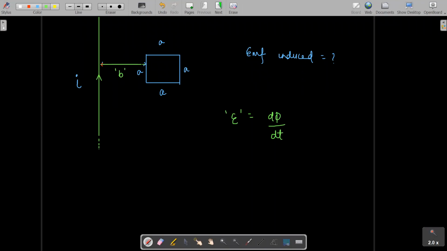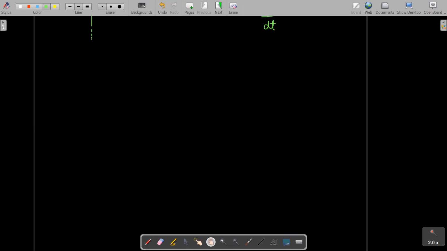So we have to calculate the value of induced EMF through this loop. What should we do? We can see here that the magnetic field is changing through every loop. So what will we do? We have to do this problem only by integration.